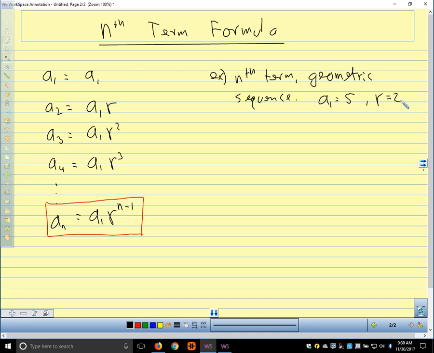For this one, we just have to plug in. So we get a sub n is 5 times 2 to the n minus 1. And I want to point out something here so we avoid an easy mistake. This is not 10 to the n minus 1. So don't do that, because exponents come before multiplication in the order of operations. So you have to do the exponents first before you multiply. Don't make this mistake.